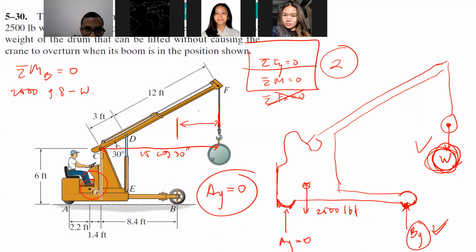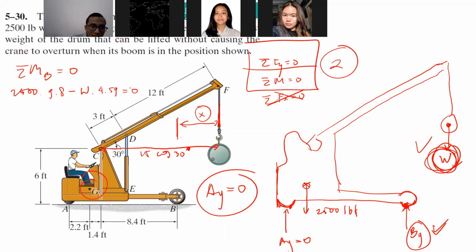In order to get this x, you have to deduct 8.4 from 15 cosine 30, like that. Okay, correct. Then what is the value of 15 cosine 30 minus 8.4? It's 4.59 feet, equal to 0.